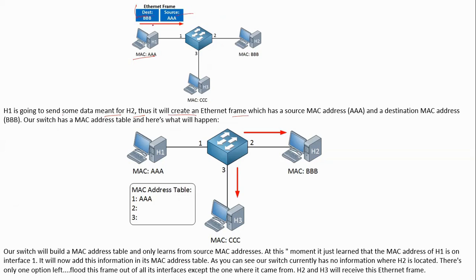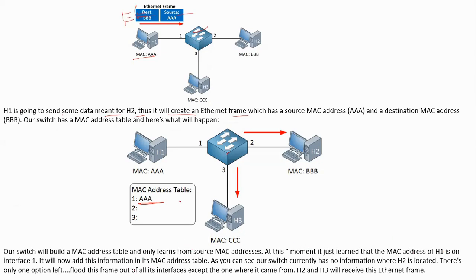But first, H1 doesn't know the destination, so the first time it will go to the broadcast MAC address. Then it will come to the switch. The switch will check, and it will make the entry in the MAC address table. It will make the entry for H1, but our switch builds the MAC address table only by learning from the source MAC address. At this point, the switch does not know the destination.